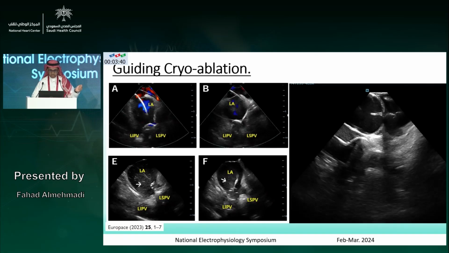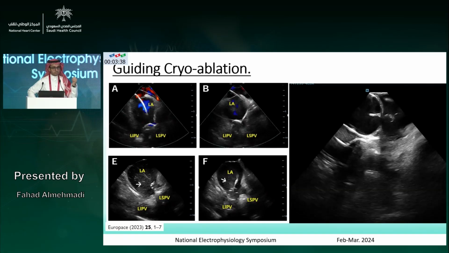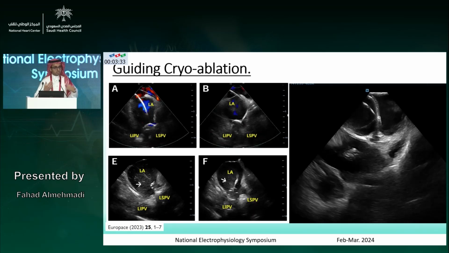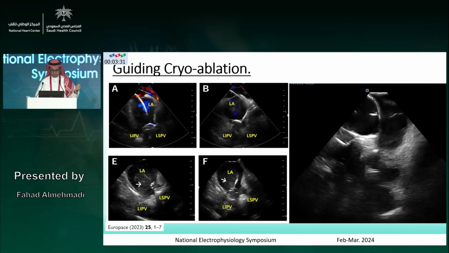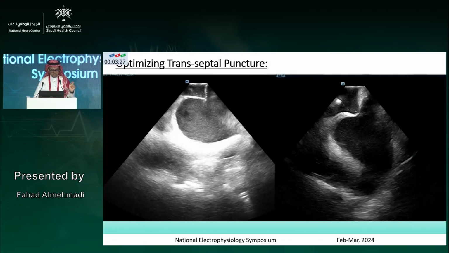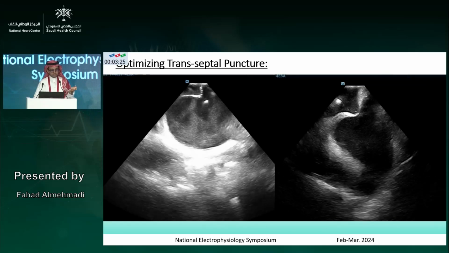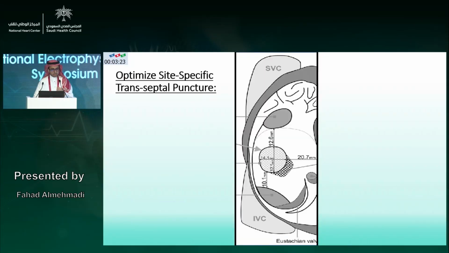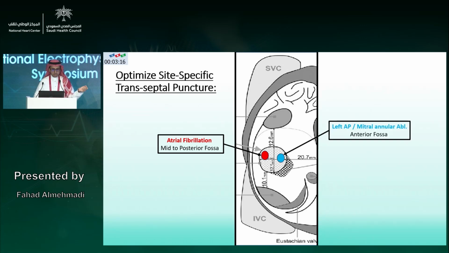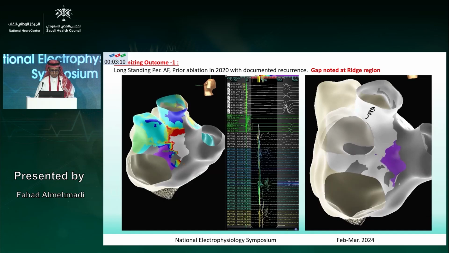For cryoablation, you can use it just to see the occlusion of the cryocatheter. You can use Doppler to see the blood flow around the cryocatheter. This is something that you can use. Enhancing procedural outcome for the transseptal, I showed yesterday. And with a transseptal, you can know exactly where to puncture the septum: posterior aspect, anterior aspect, lower, or higher. You can gauge all of that with the use of intracardiac echo.